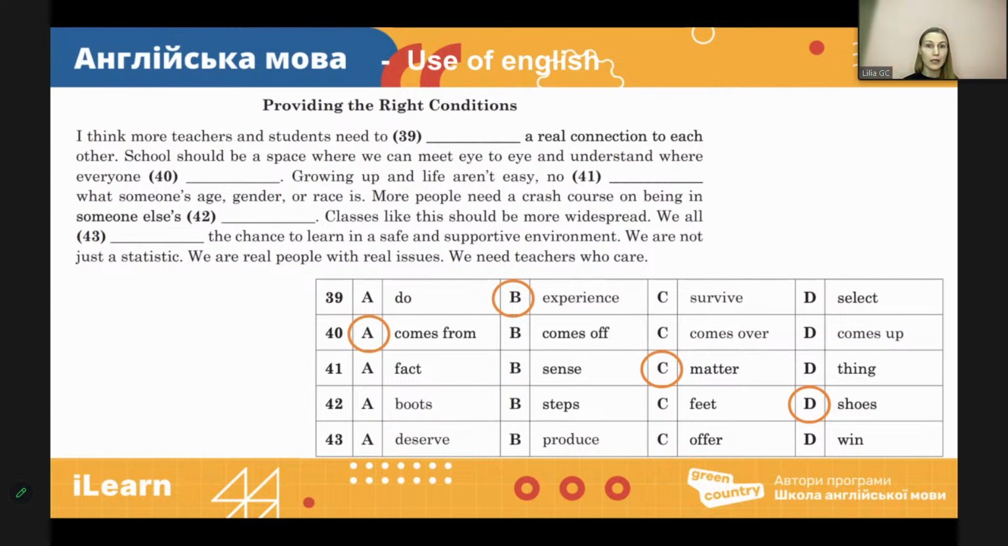Yeah, good. And 43, we all do something with the chance to learn. So we all, there is no option F apparently. A, we all deserve the chance. Ми всі заслуговуємо на шанс to learn in a safe and supportive environment. Yeah, good.